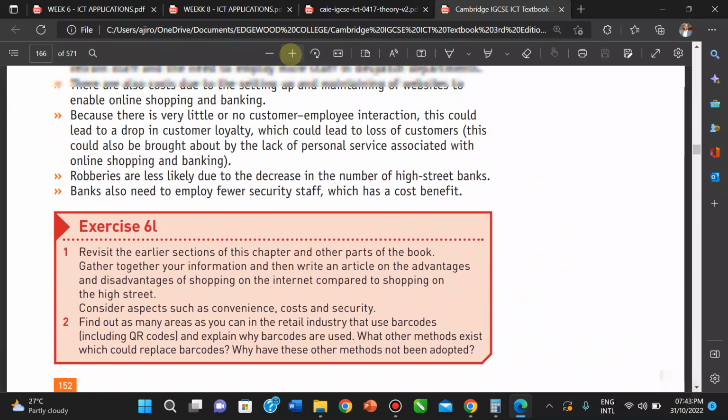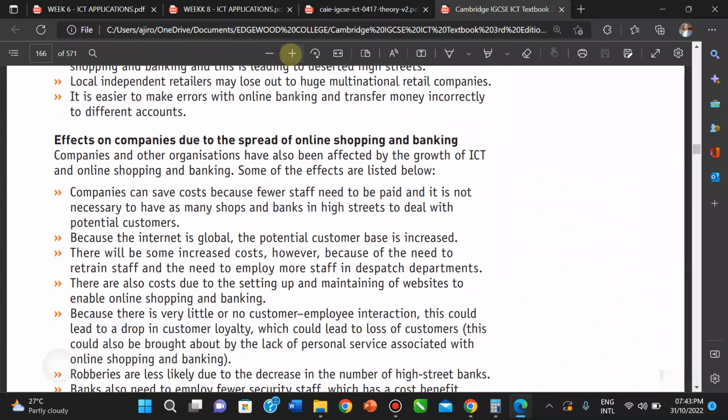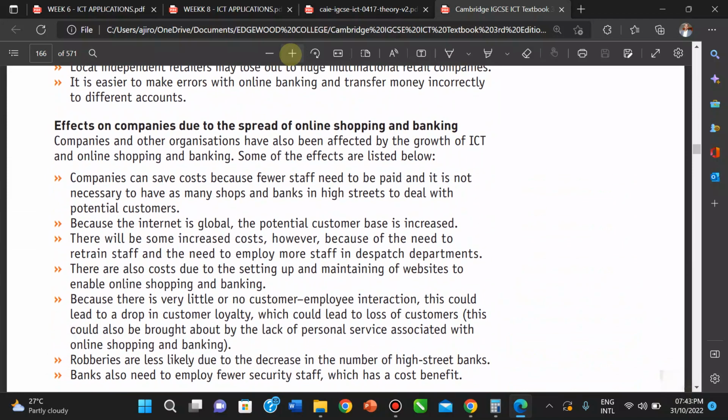Okay, so that's all for ICT application in banking systems.